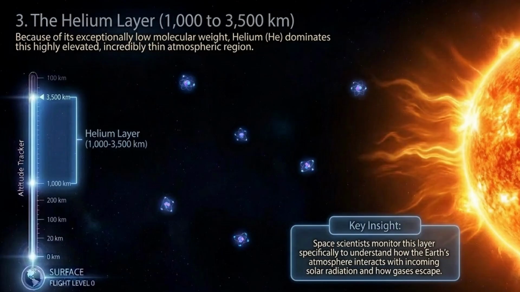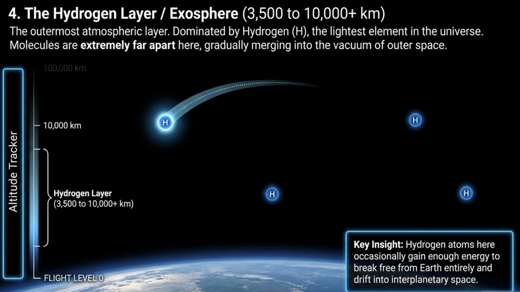Next comes the helium layer, which extends approximately from 1000 to 3500 km. Because helium is lighter than oxygen and nitrogen, it becomes more abundant at this higher altitude. The atmosphere here is extremely thin. Scientists study this region to understand how the upper atmosphere interacts with solar radiation and how gases can gradually escape into space.